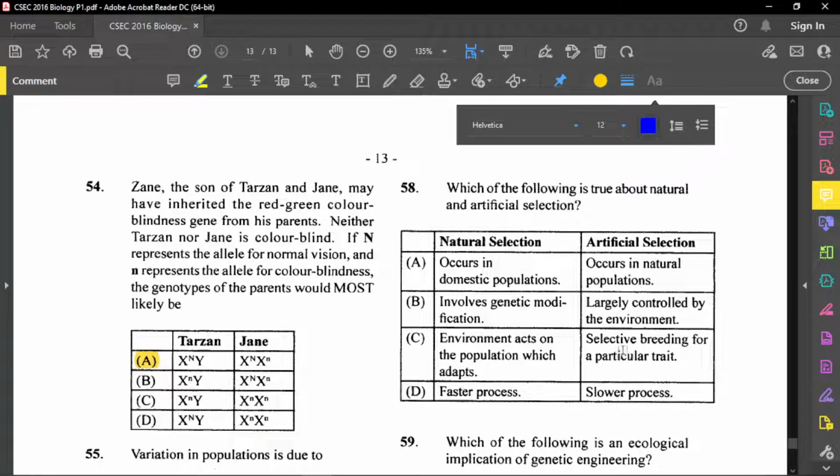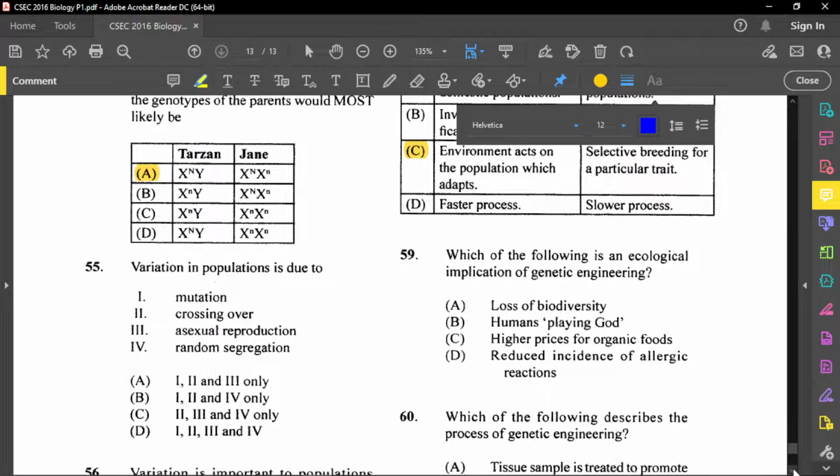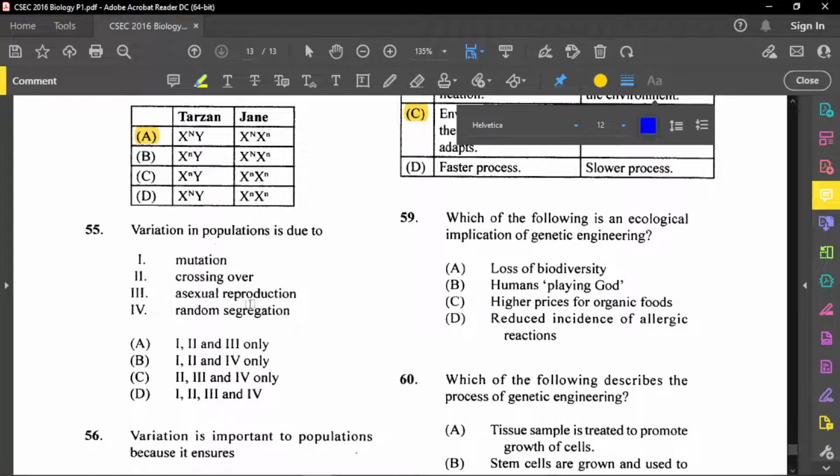So let's go to what this part is saying. Selective breeding for a particular trait. That is artificial selection, definitely off the bat. So C is the answer. No need to go any further. Now 55 and 59 respectively, let's look at those. And then we jump on, oh, we have 56 as well.